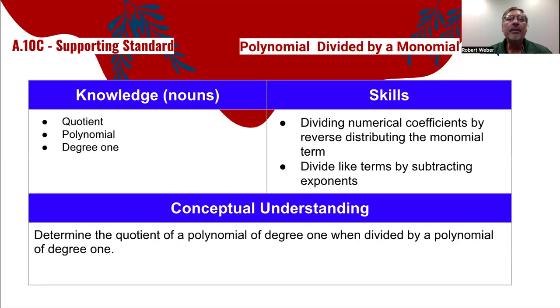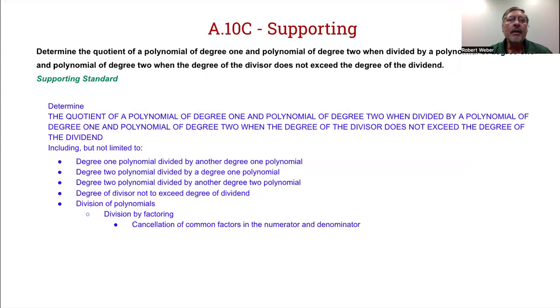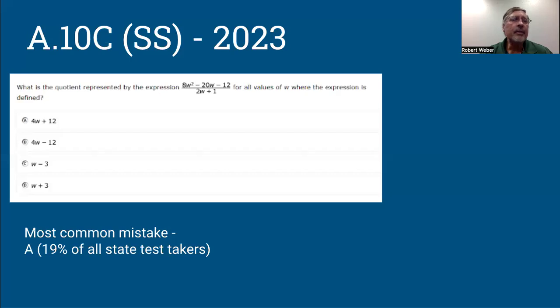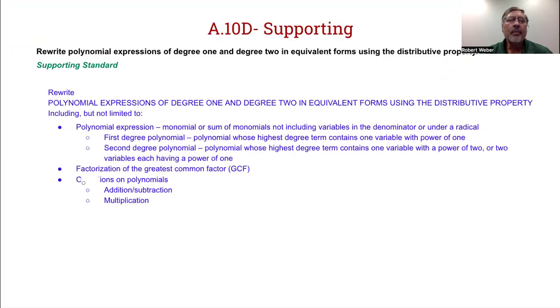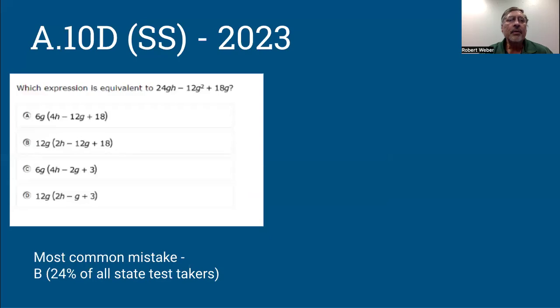A10C, polynomial divided by a monomial. So a single term into a polynomial, kind of teaching it probably with like a reverse distributive property. You can see the most recent question of that from 2023. A10D, rewriting expressions using the distributive property. That's huge because you've already done that with solving equations that involve the distributive property already. And you can see the most recent question there.